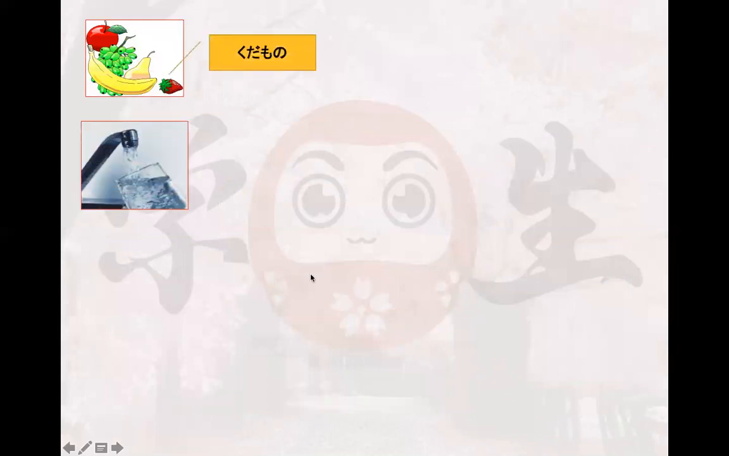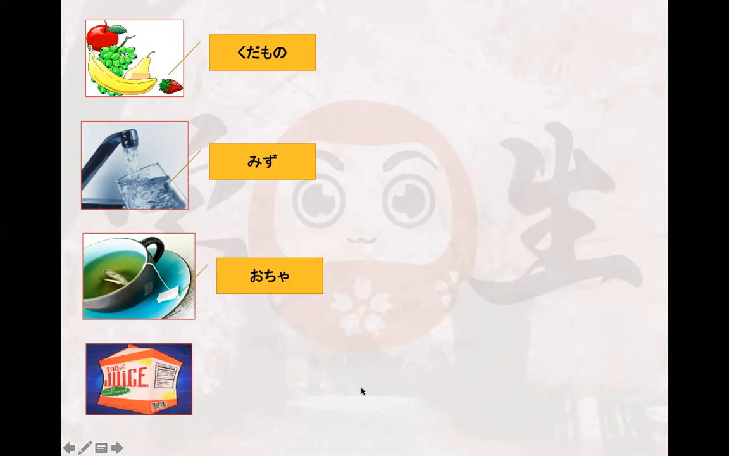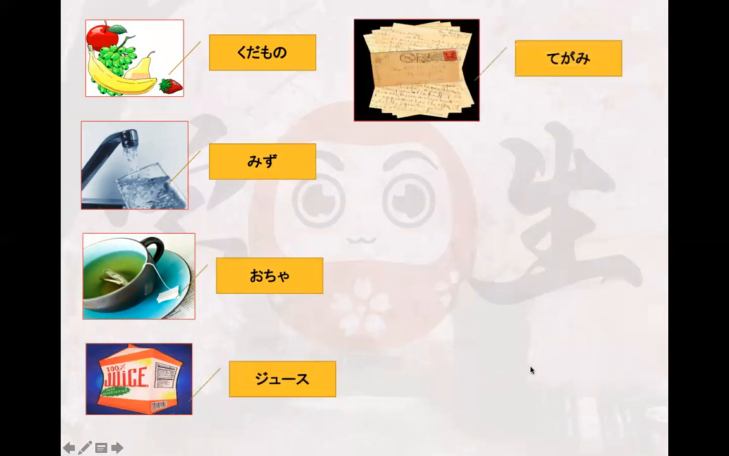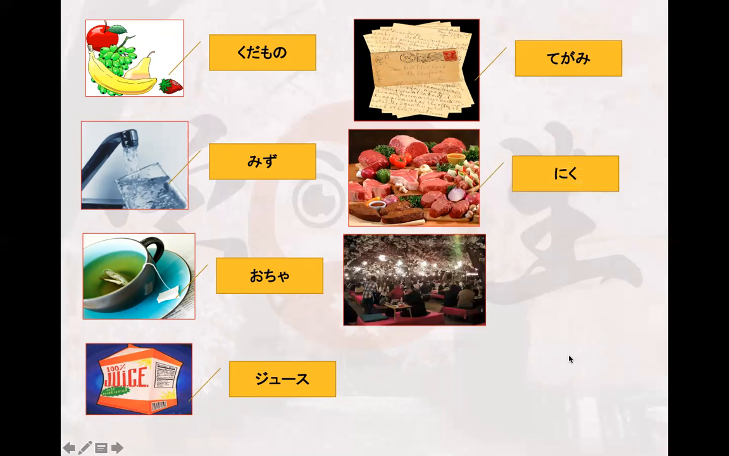Okay, let's have another one. We have fruits, kudamono. Water is mizu. Of course, green tea is ocha. Juice is juice. Letter in Japanese is tegami. I hope you can still remember our tegami song. It's a very nice song. Tegami. Okay, and then we have meat, which is niku. This is very popular in Japan, particularly during April.